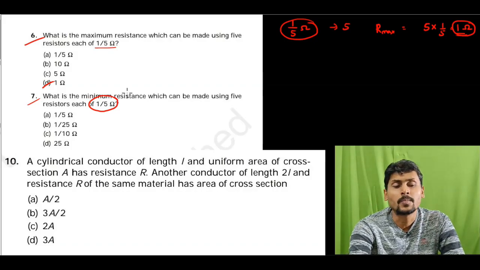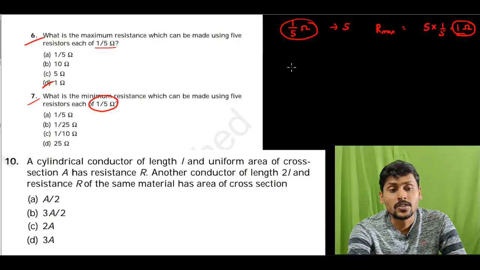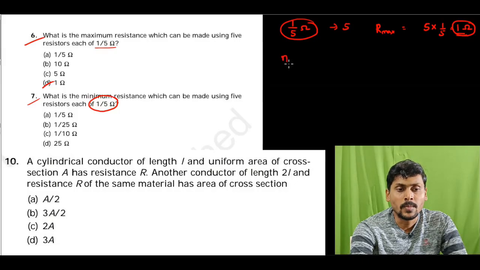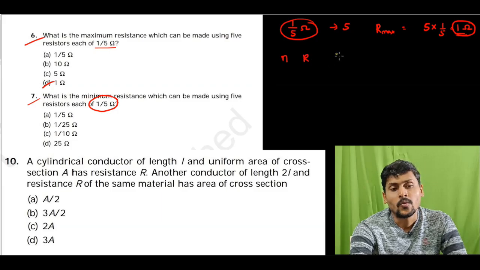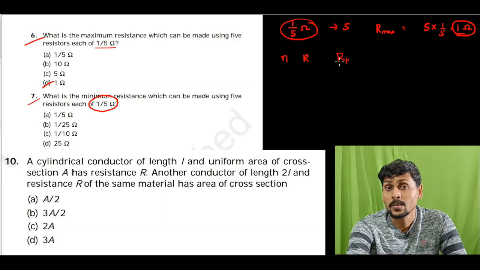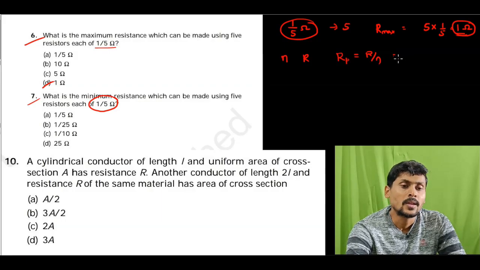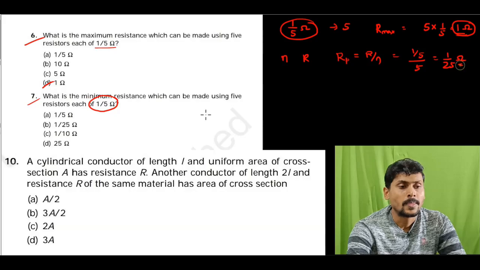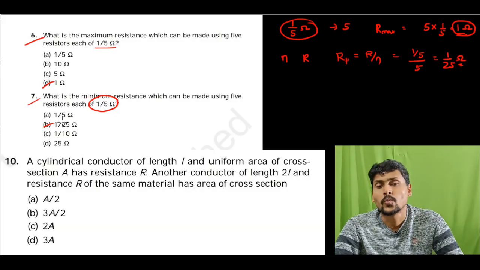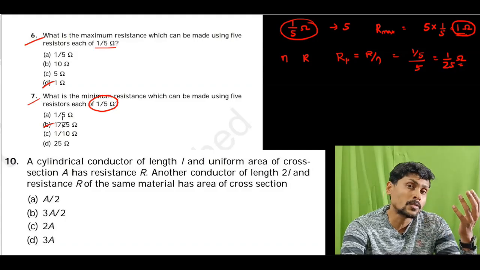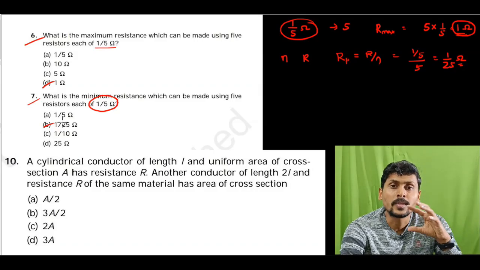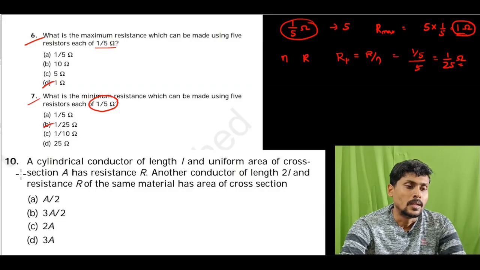Again, you have to join them in parallel, and if you have a number of identical resistors each having resistance R, then what is the equivalent resistance in parallel combination? Rp is equal to R by N. So R is 1/5 and N is also 5. So the answer will be 1/25. So the minimum resistance that you can get is 1/25 ohm, and the maximum resistance you can get is 1 ohm, that is the series combination. Okay. Look at the next question.